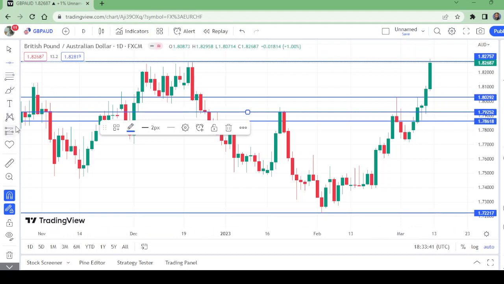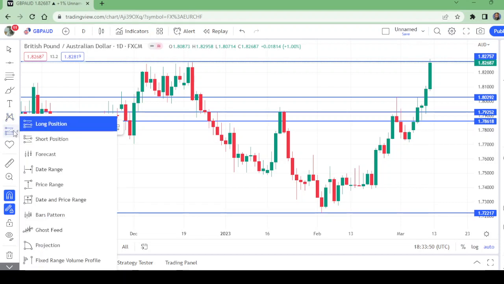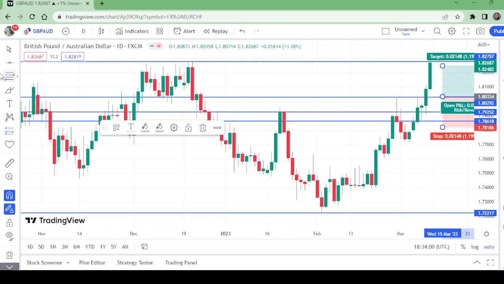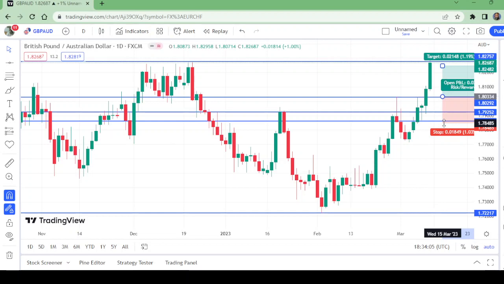Now let me put the long position. This is where the entry is. This is the entry, and these are the stop losses. It must be below this line, and if you want to give some room to your trade, then the second option is this. The first option, it is very important to have the stop loss here. This is the second option.